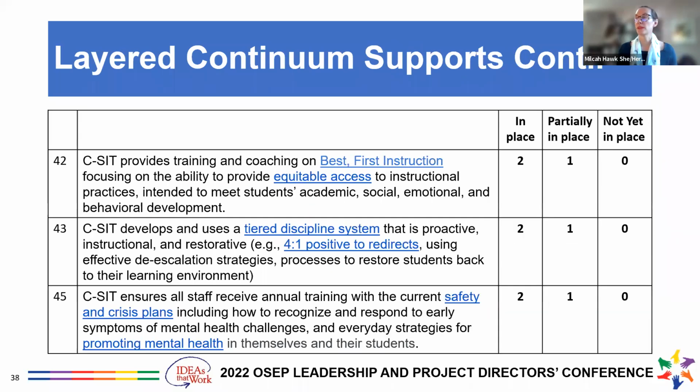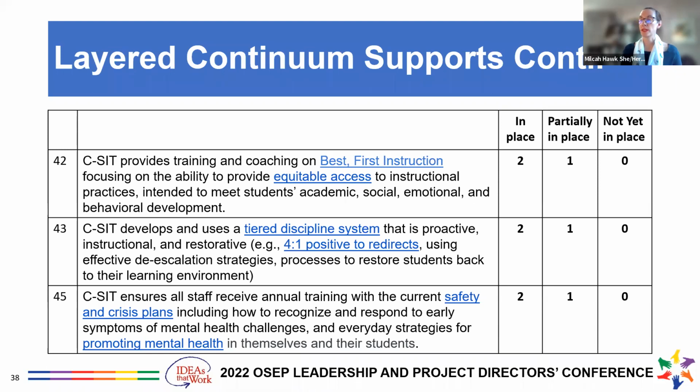So continuing with layer continuum of supports, these items are some of our best work, everyone. The role of the CSIT is to provide training and coaching to adult learners that better supports the effective implementation of best first instruction, ensures there is equitable access for all students, ultimately meeting their academic, social, emotional, and behavioral outcomes. So let's look at item 43.